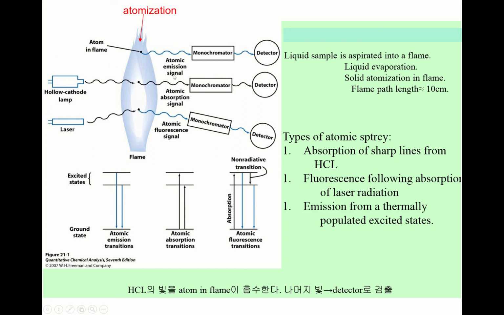Then those electromagnetic radiations of different wavelengths are discriminated by the monochromator. In this case, the monochromator resolution must be very, very high, and then it is detected. So by looking at the wavelengths, we can decide which elements are present in the sample. Okay, that's the atomic emission.